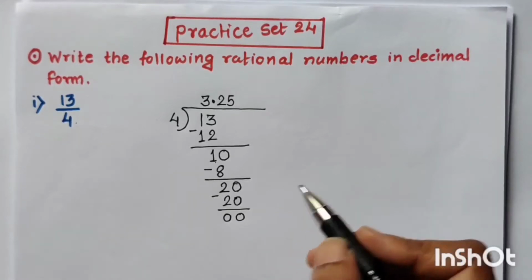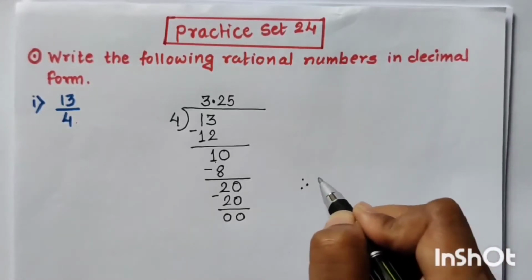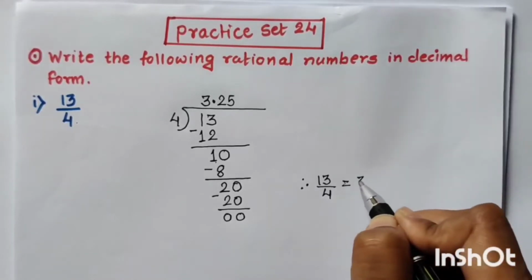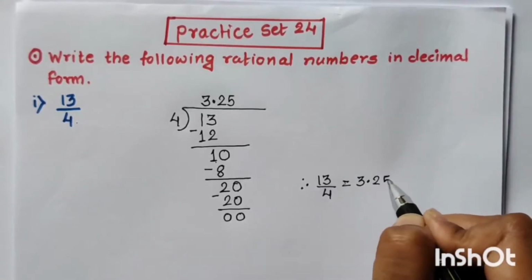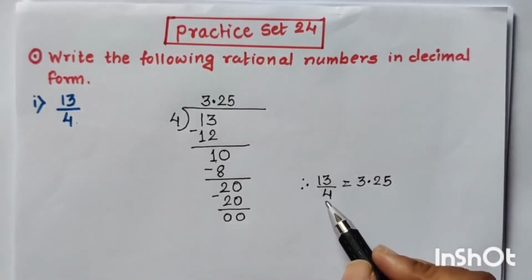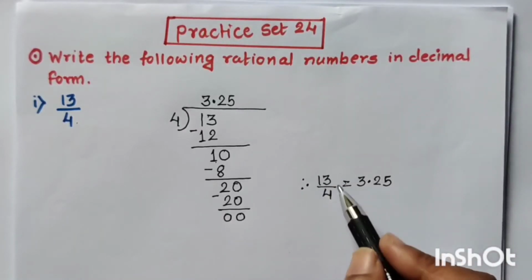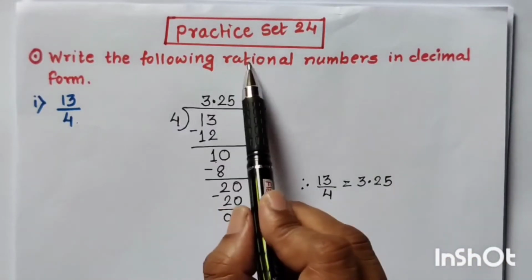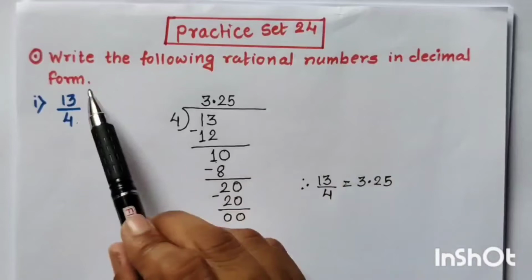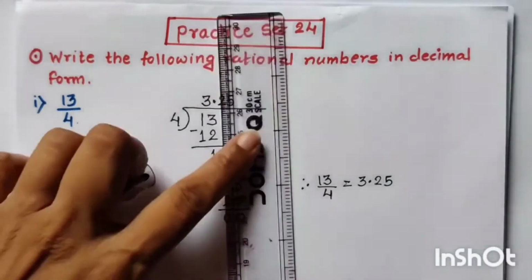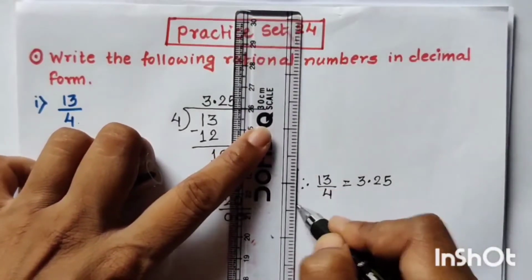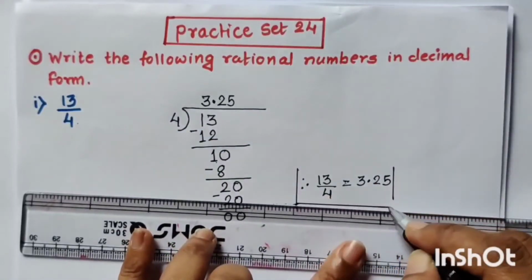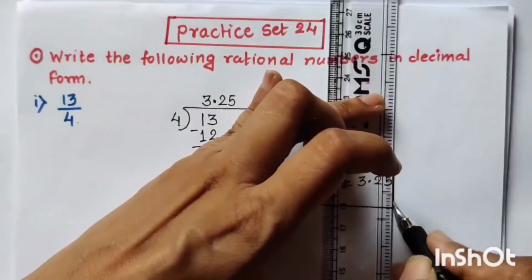So write the answer. Therefore, 13 upon 4 is equal to 3.25. So the decimal form of this rational number is 3.25. We have converted the rational number into decimal form. This is known as terminating decimal form, and in this way you can write the answer of this sum.